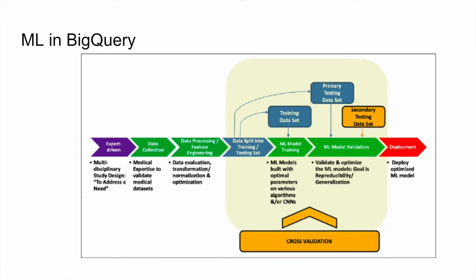BigQuery actually helps us in all these steps. BigQuery actually allows us to do feature engineering. It also has automatic feature engineering. Then it can already split the data into training and evaluation sets. It allows us to choose between different algorithms, also do hyperparameter tuning. It provides us many error metrics to do our validation against. And BigQuery also allows us to deploy our model using a Docker image.